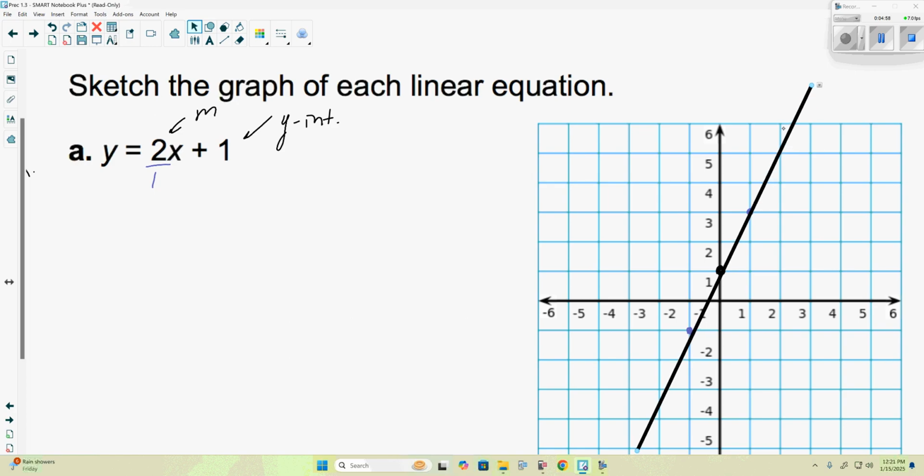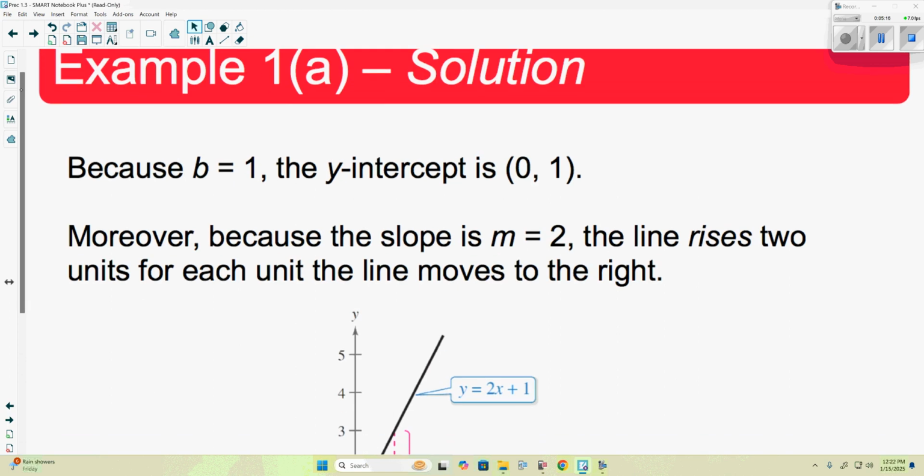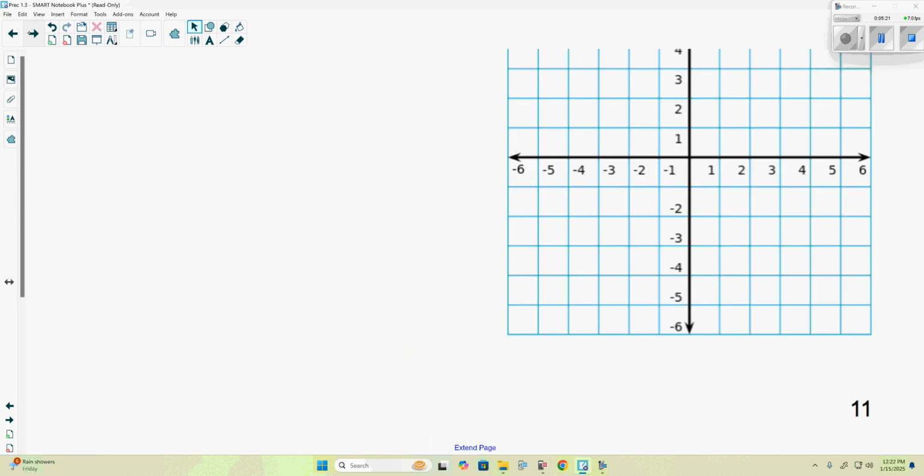And that's it. The most points we need for a line is 2. We need 2 points to make a line, 5 to make a parabola. There's b equals 1, the intercept's 1, slope's 2. And that's it.